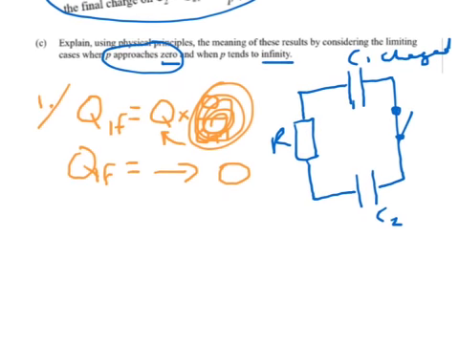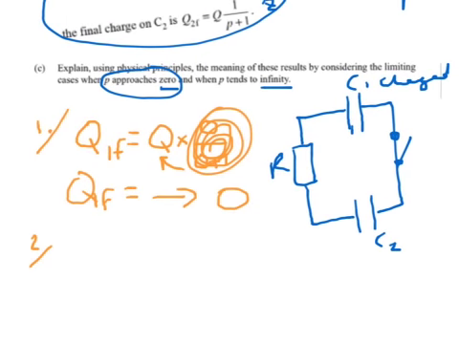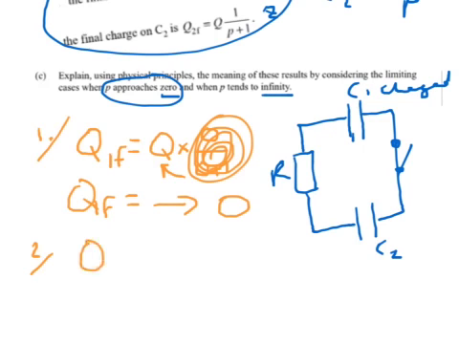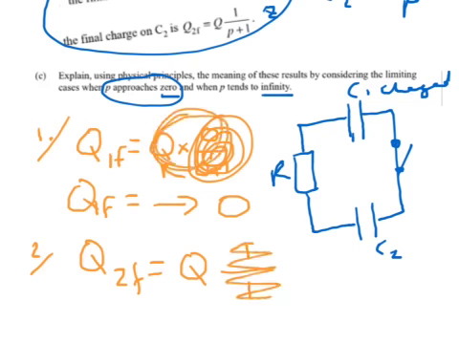Number 2. So equation number 2 was Q2F, so charge stored on 2, is equal to Q times 1 over p plus 1, which is 0, so 1 over 1. So what that means is the entire amount of charge, so that one's going to be 0, and this one's going to be all of Q. So this means as p goes to 0, all of the charge will be on C2. Okay, I might have got this a little bit mixed up. No, I didn't, I've got it right, going the right way.